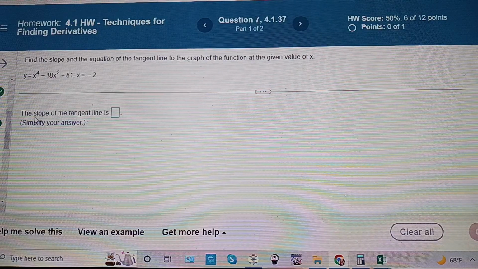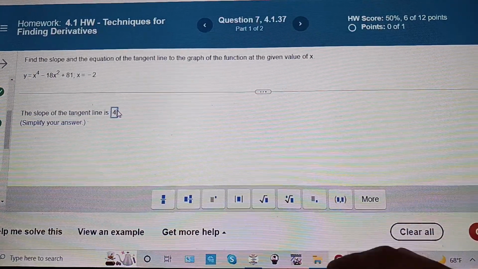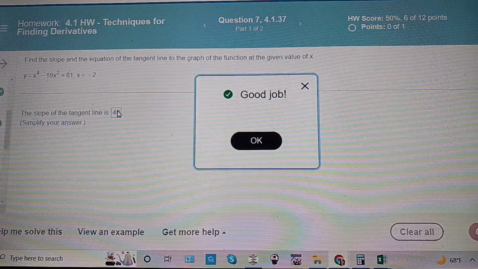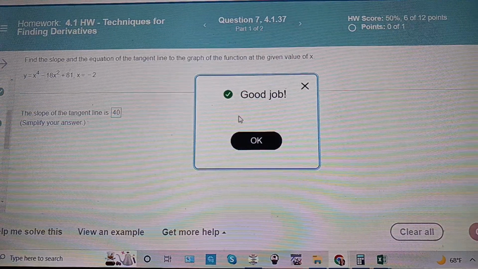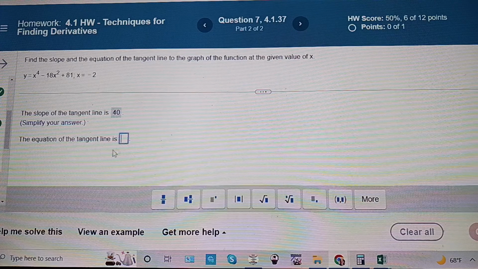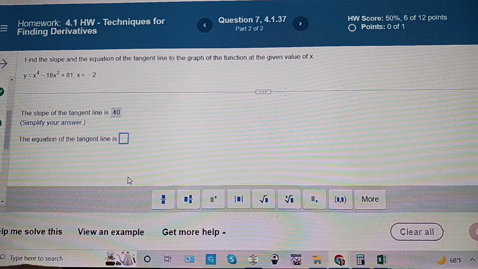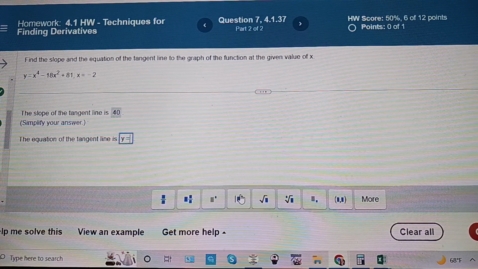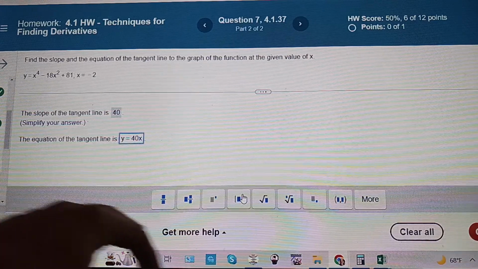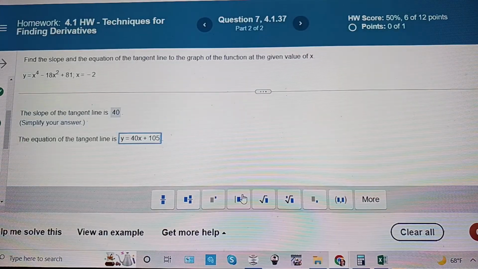So first they want the slope of the tangent line, that's 40. That's what the derivative told us. And now they're going to want the equation of the tangent line. And notice they don't have anything yet, so I need to put the y equals, don't forget that, 40x plus 105. Sometimes they already have the y equals there, and then you don't have to do it. And then students sometimes get in the habit, oh, it's always there, I never have to put it, but sometimes you have to put it yourself. You would not have an equation without the y equals. It's easy to forget to write that.